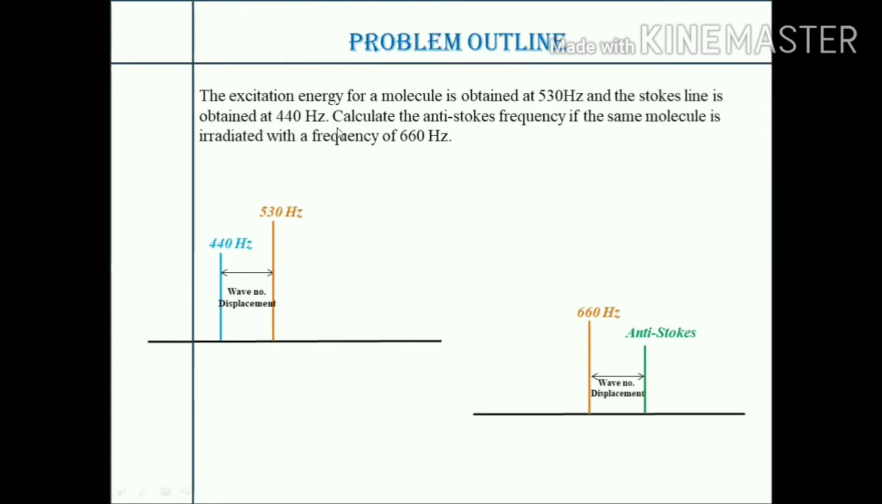So where was the Stokes line, to the left or to the right? Definitely it was to the left of the Rayleigh scattering. Okay, so I draw another vertical line to the left of the Rayleigh scattering that represents the Stokes line for this particular spectrum. And the Stokes line has a frequency of 440 hertz. Okay, fine. Now calculate the anti-Stokes frequency if the same molecule is irradiated with a frequency of 660 hertz.